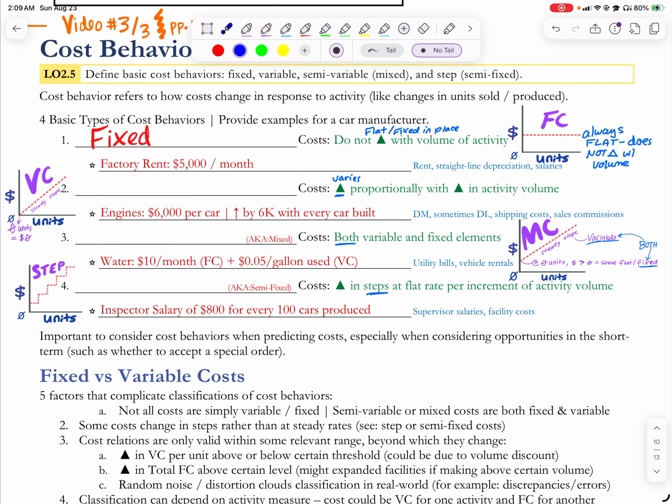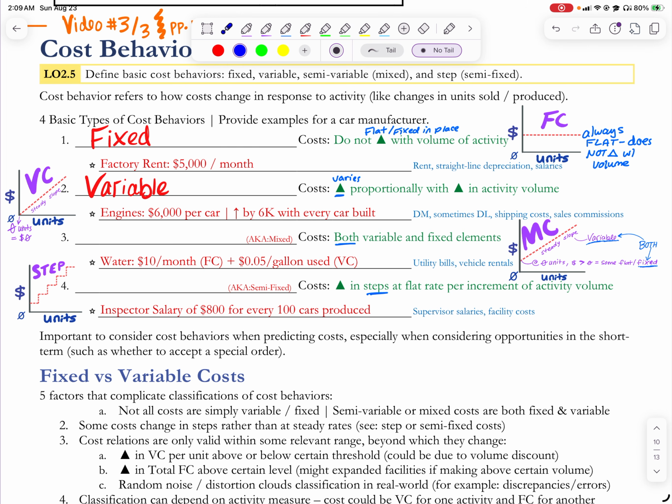Then a cost that changes proportionally with changes in activity volume, or changes in units produced or sold in this case. If it changes, that is to say that it varies. It is a variable cost. Vary is another word for change. So for a car manufacturer, think about something like the engines that are put in the cars. Every single car I make requires an engine. And say those engines are $6,000 a piece. Each additional car I make adds $6,000 more to my total variable cost.